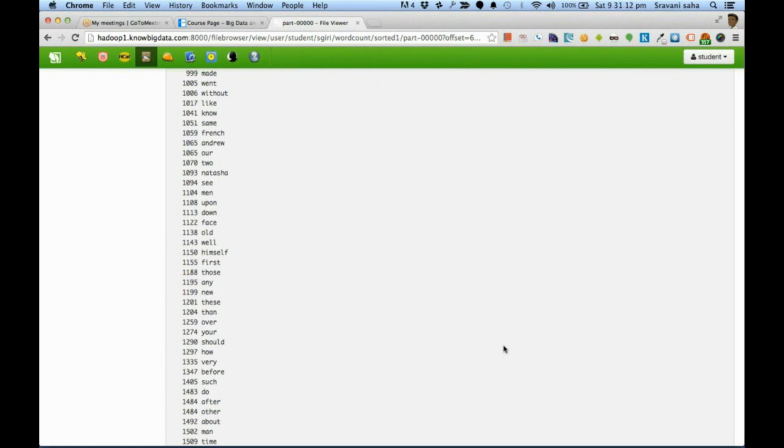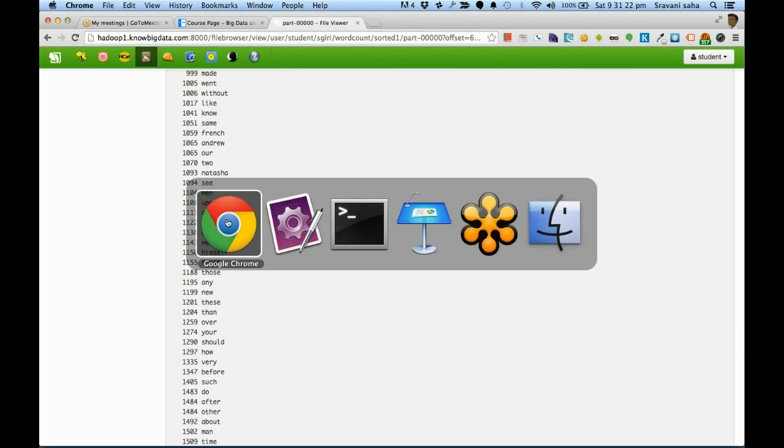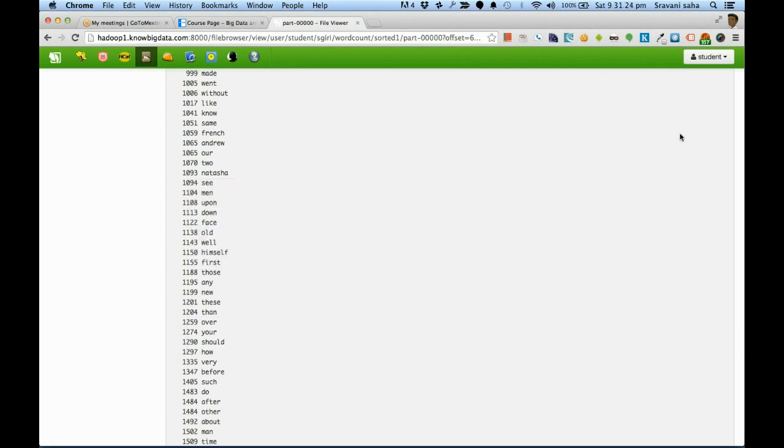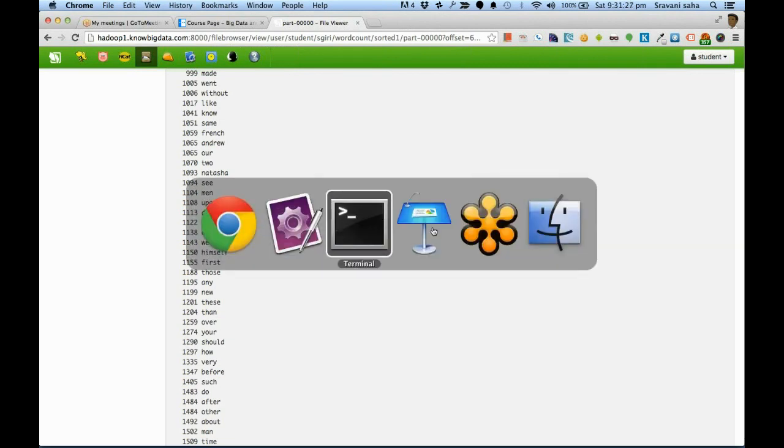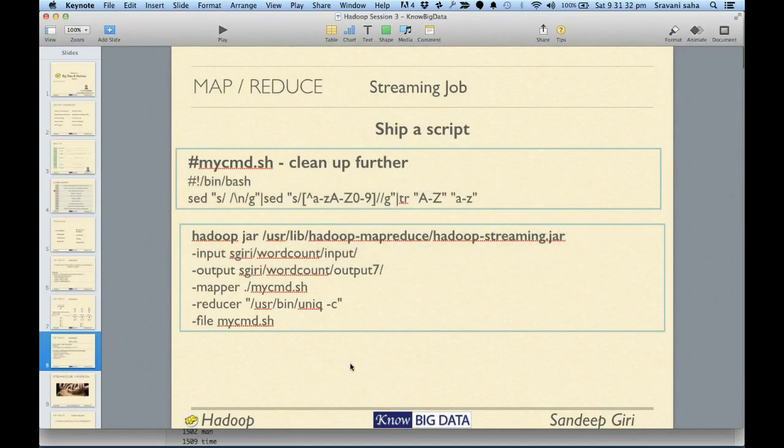Good, good. So we just demonstrated a few cool things. First was, without writing a single line of code, without compiling, uploading, and all of the cycle, we were able to execute our script. All right. Any doubts here? So hands-on is done. All right. So any doubt about streaming jobs before we move on to the discussion in detail?